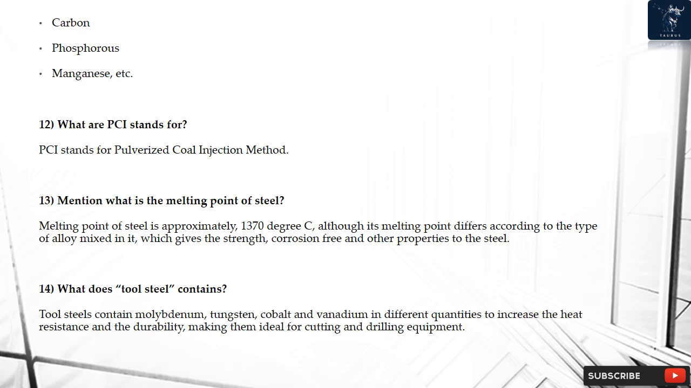13. Mention the melting point of steel. The melting point of steel is approximately 1370 degrees C, although it differs according to the type of alloy mixed in it, which gives the strength, corrosion resistance and other properties to the steel.